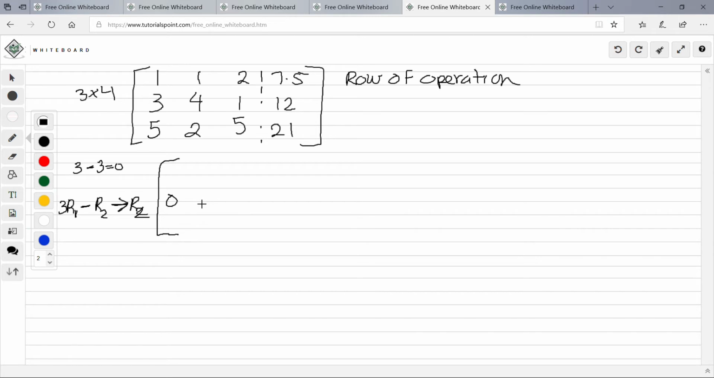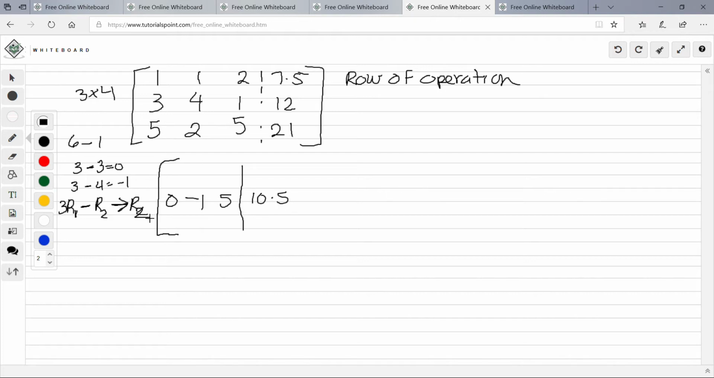So what about here? What would this be? So 3 times 1 is 3, right? And then minus row 2, which is 4. So that gives us -1. What about here? So 3 times row 1, which is 3 times 2 is 6, minus row 2, which is 1, so 6 minus 1 is 5. And then this would be 3 times 7.5 minus 12, which is 10.5. And I did this in my head, and I know it's true.